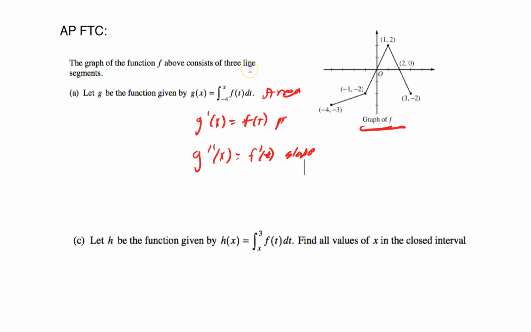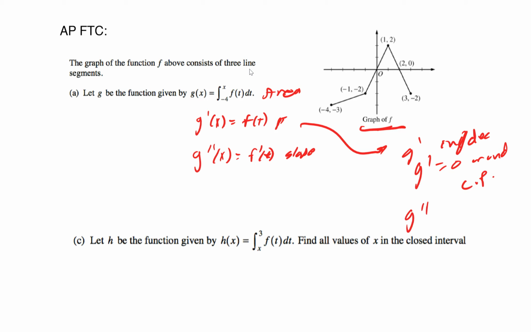The only time it gets tricky, other than that, they'll ask you basic questions. You just gotta know your definitions. G prime tells you when it's increasing, decreasing. When G prime equals 0 or undefined, very important, that's when you have a critical point. And the second derivative tells you concave up, concave down. When the second derivative equals 0 or undefined, then it's an inflection point. You gotta know all the basics, but that's what all this stuff tells you.